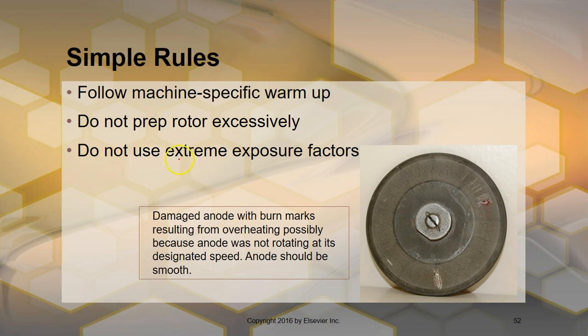And then third, do not use extreme exposure factors. That means if you continuously use large amounts of technique or exposure, then you can put damage on the anode. This is a picture of a damaged anode with burn marks. The anode should be nice and smooth. This isn't. So it wasn't moving like it should, and then it's got these red marks. Those are not good at all, okay? So you don't want that to happen.